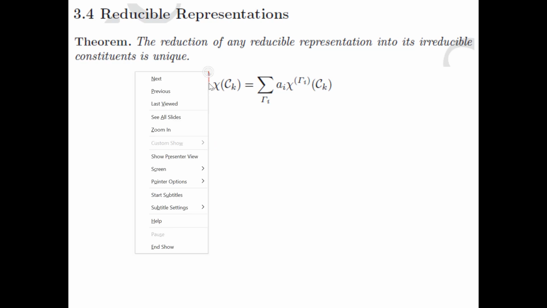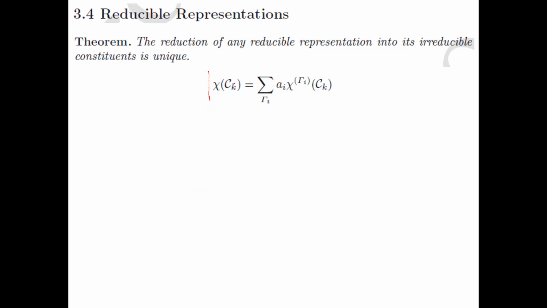If I have a reducible representation, I can write the character of a reducible representation as a linear combination of the characters of all irreducible representations gamma I in the group. So these are the characters of the irreducible representations, and these are coefficients AI that are unique. This means that there is a unique way to decompose a reducible representation into irreducible ones.